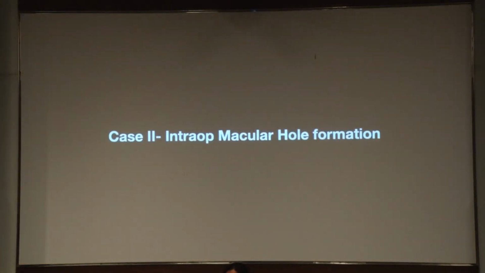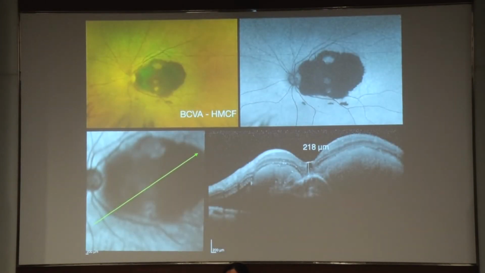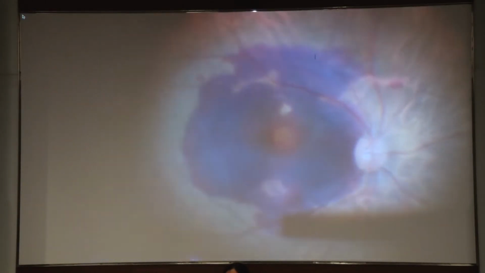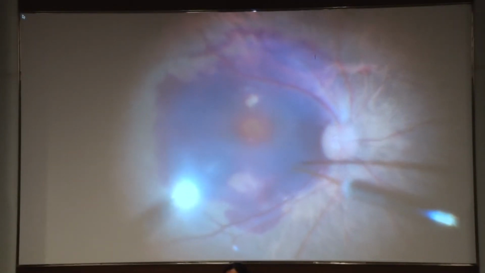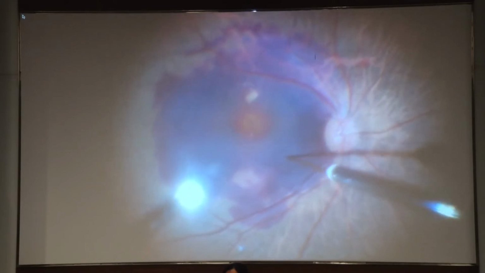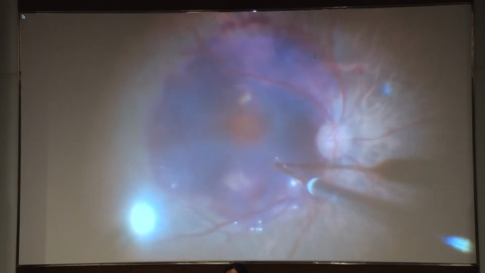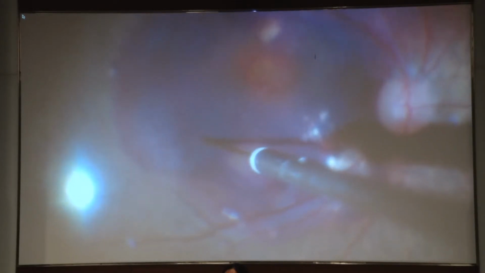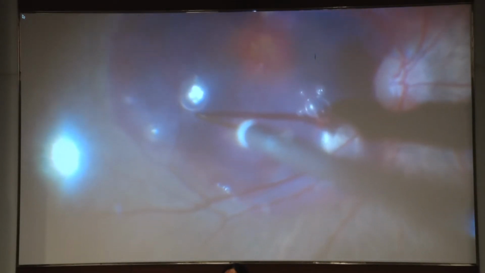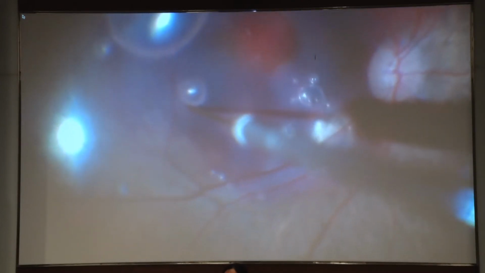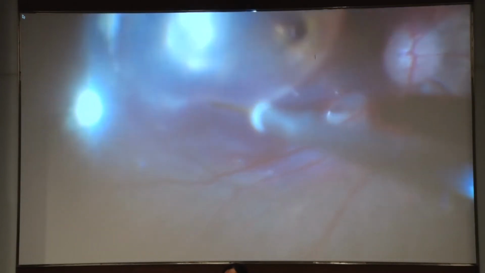This is another case, intraoperative macular hole formation. This is submacular surgery, a case of submacular hemorrhage. I injected subretinal TPA, but what was my mistake? I was very close to the fovea. I gave first subretinal TPA, followed by a cocktail of subretinal anti-VEGF as well as air. And I just saw that there is egress of blood coming out through the macular area, that is from the fovea. That means iatrogenic macular hole formation.